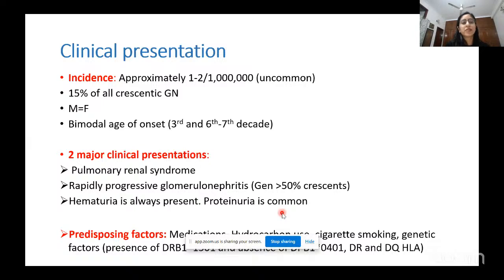Coming to the clinical presentation, this is a very uncommon disease, and the incidence is only about 1 or 2 per million population, and it accounts for 15% of all crescentic glomerulonephritis. It has a bimodal age of presentation, either in the third decade or in the sixth to seventh decade. There are two major clinical presentations, either a pulmonary renal syndrome or, more commonly, an RPGN. There are many predisposing factors.